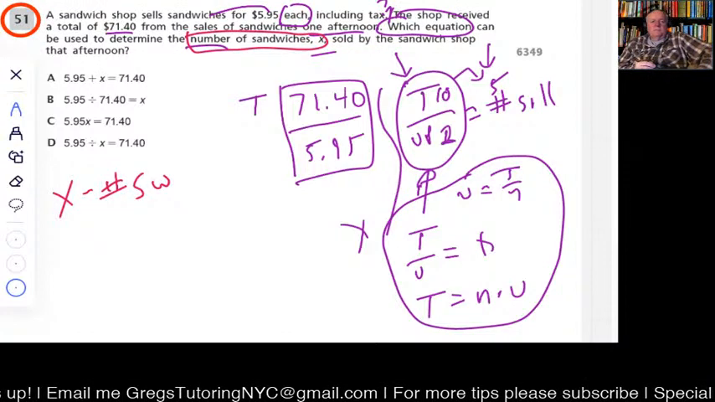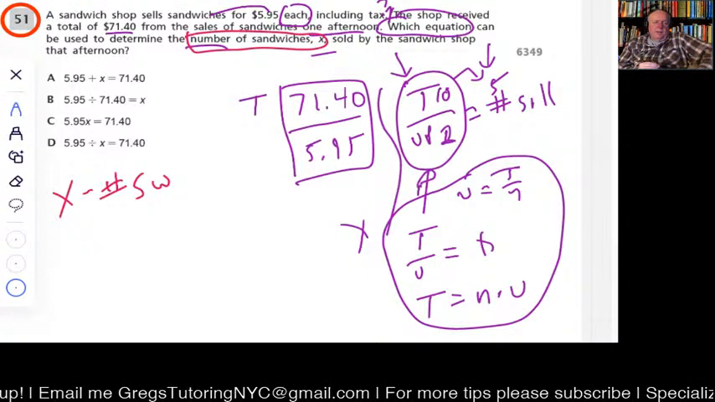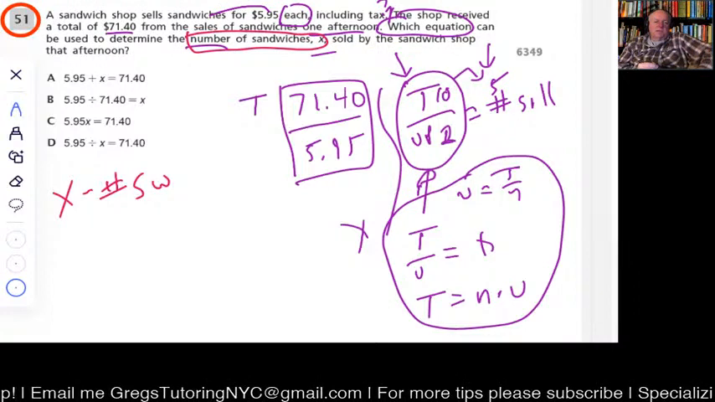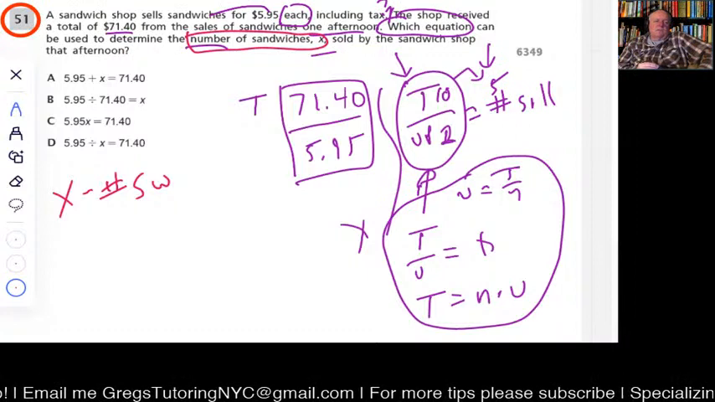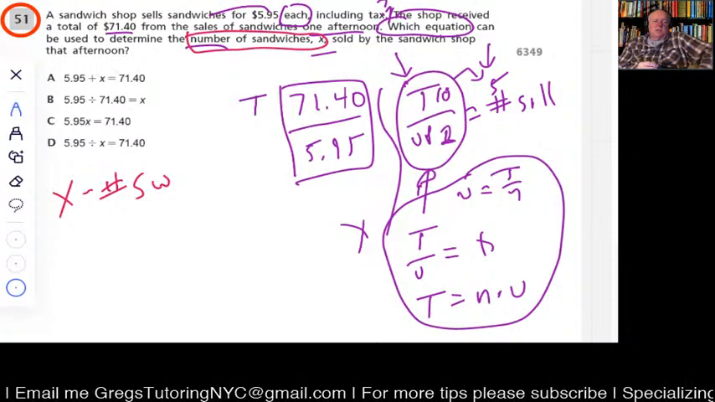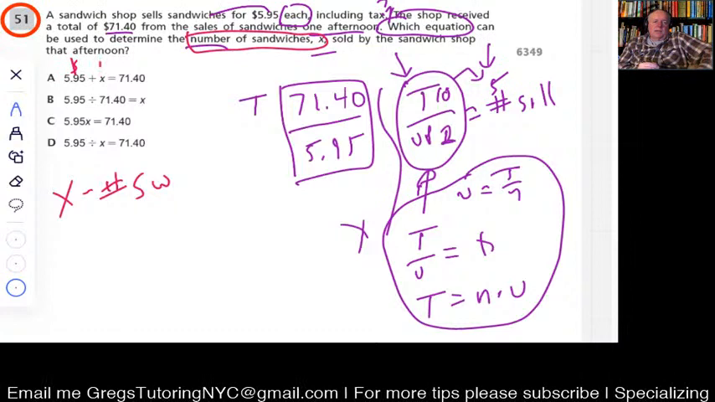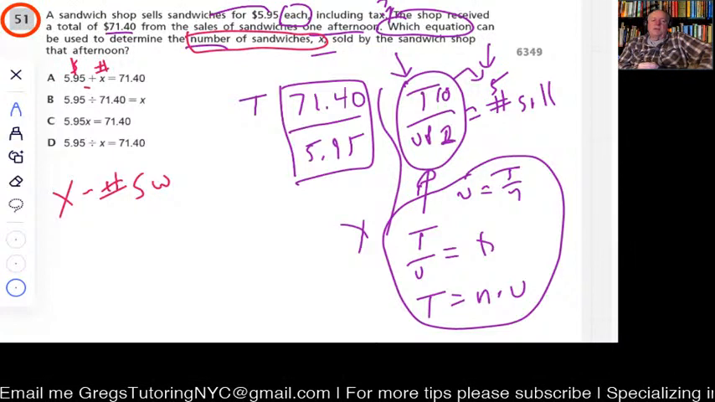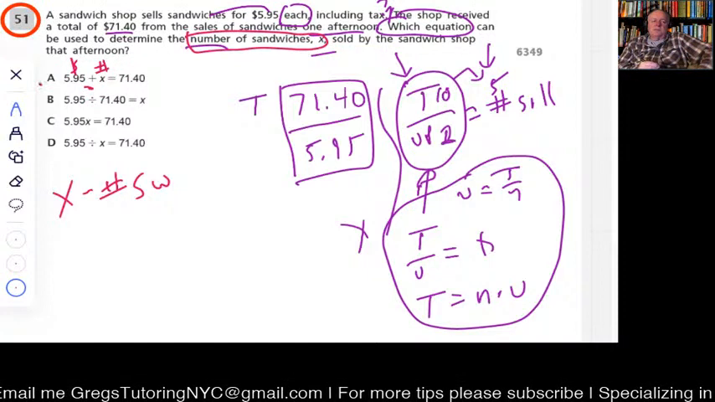Okay? So is it true in A that the price per sandwich plus the number of sandwiches is the total price? So let's say there are 5 sandwiches. Is it true that $6 plus 5 is 71? No. No, it's mixing units. $5.95 is the price, okay? This is the number of sandwiches. So we can't get a price out of that. This is addition. We're adding pencils and pens here. Okay, and that's not what it's asking us to do. So the answer cannot be A.